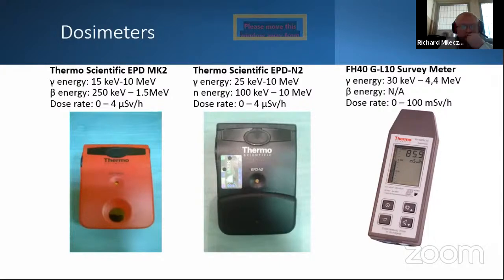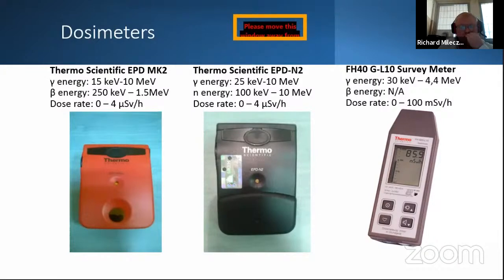The second personal dosimeter, the black one, is very similar to the first, except instead of electron or beta radiation, it is sensitive to neutron radiation. As you watch the energy range, you might notice that it is actually not sensitive to thermal neutrons.